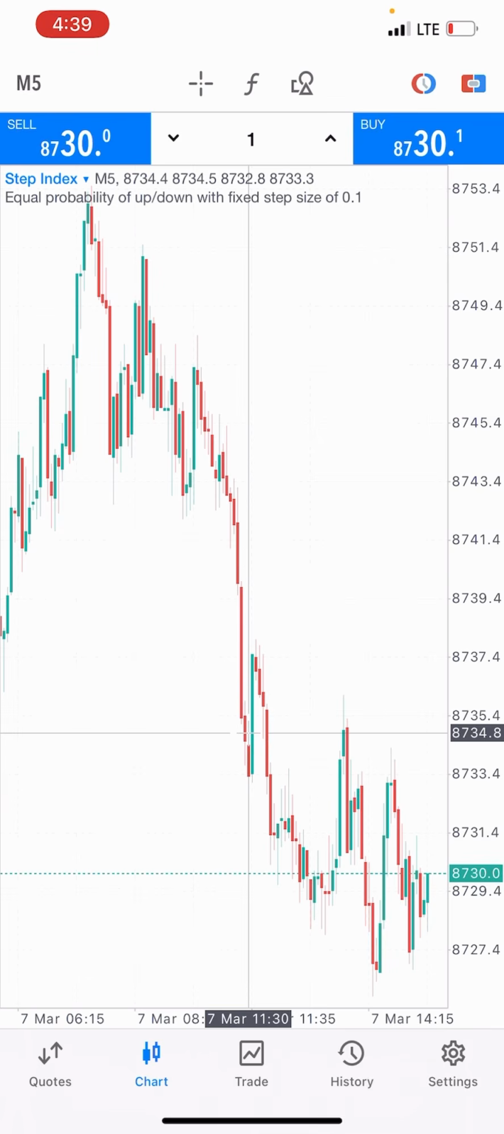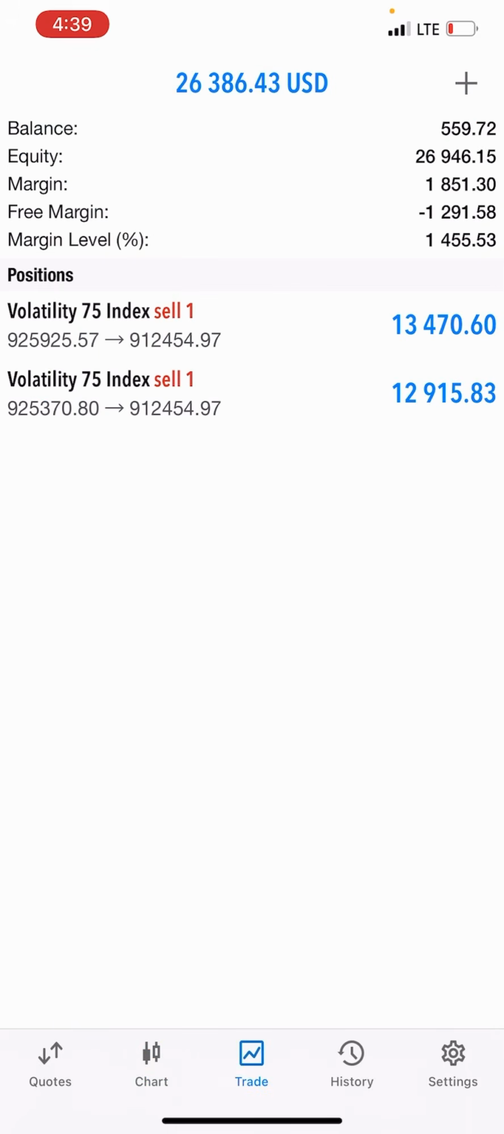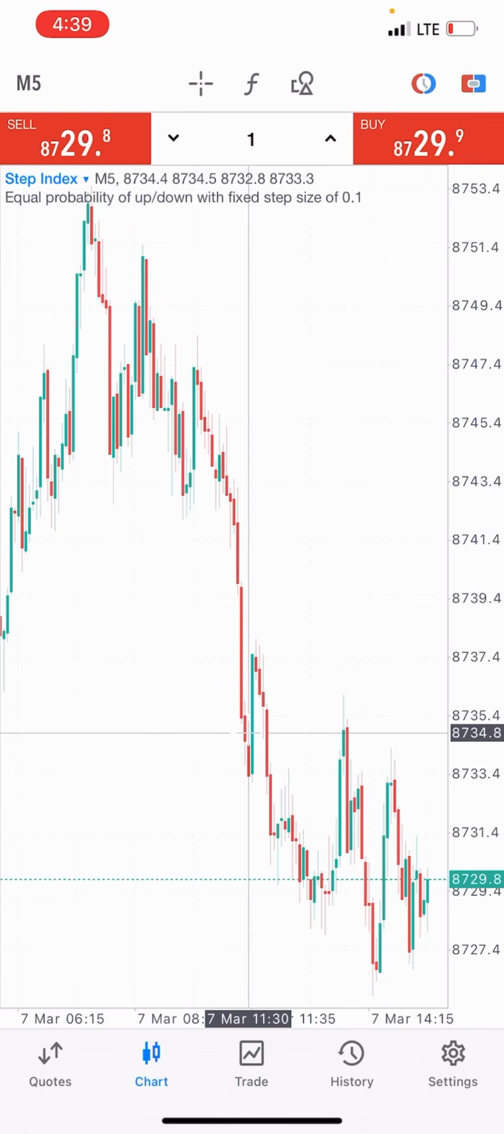Of course, as you can see, I use big lot size right here, which is kind of risky. So it's already $27,000. I use big lot size and it's kind of risky, but I'll be showing you how you can do it and how I did it.